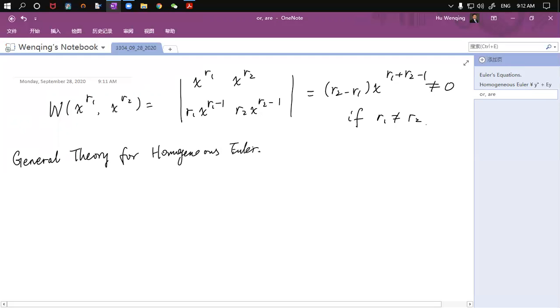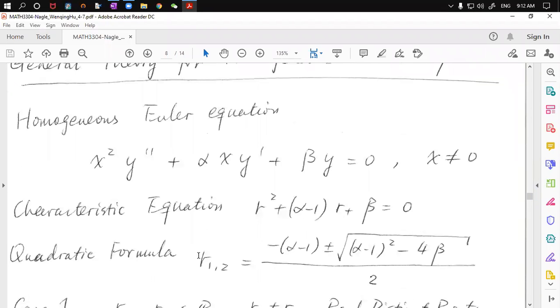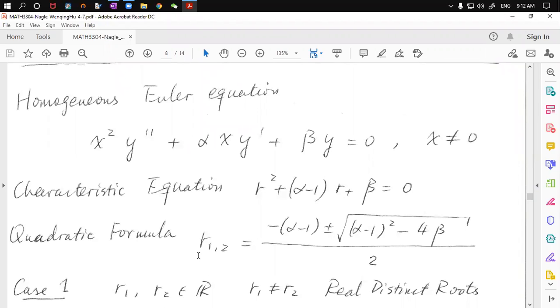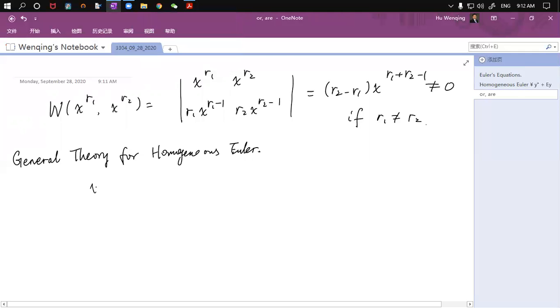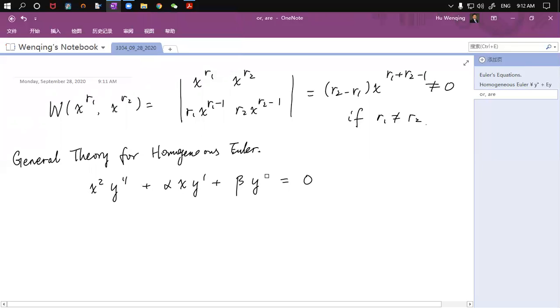There is a general theory for homogeneous Euler equations that you must memorize throughout this lecture. So what's the general theory for the homogeneous Euler equation? One should start from recognizing this homogeneous Euler equation: x squared y double prime plus alpha x y prime plus beta y is equal to 0. Sorry, beta y. So beta y is equal to 0, right? That's the Euler equation.